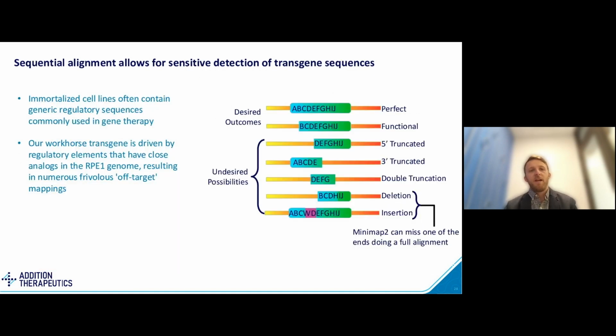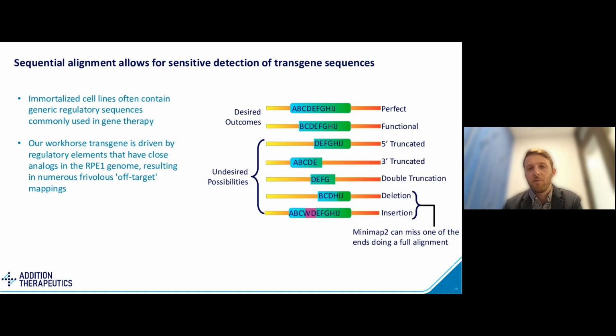And so with our transgene, we discovered quickly there were 2 problems we were going to run into. One is that with a lot of immortalized cell lines, some of the sequences that are used to accomplish that are similar to sequences that are commonly used as regulatory elements in gene therapy development. And so that can lead to frivolous off-target mappings. The other one is when we were designing test data with R2 as a non-LTR based retrotransposon. It's known that they can result in truncated insertions from the 3' to the 5' end.